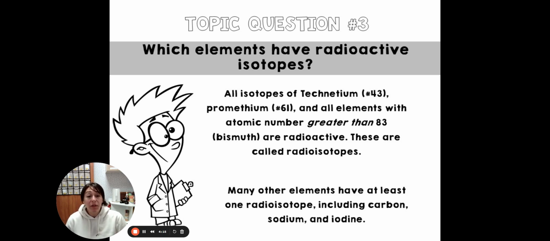Well, all isotopes of technetium, so number 43, and promethium are all considered radioactive, and so are all elements with an atomic number greater than number 83. So I mentioned there was that perfect ratio of protons to neutrons to make stable atoms. Well, anything greater than number 83 on the periodic table, they don't really have that perfect ratio anymore, and so they're unstable, and they're going to go through radioactive decay more quickly.